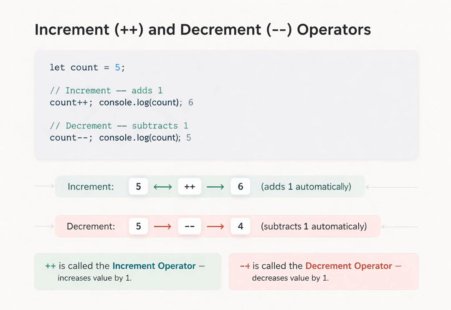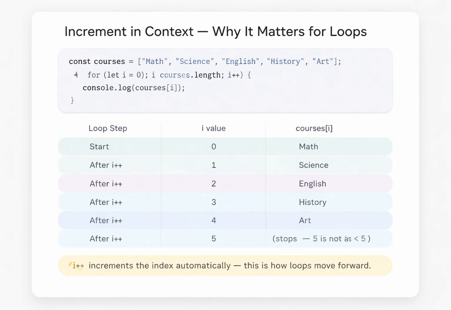These might seem simple, but they're used constantly in programming, especially in loops. Every time a loop needs to move to the next index or count how many times something has happened, the increment operator is doing that work behind the scenes. Here's exactly why increment matters so much. When you use a traditional for loop to go through an array, you start with a counter variable, usually called i, set to 0. Each time the loop runs, i++ adds 1 to i, moving you to the next index. So first you access index 0, then 1, then 2, and so on, until you've gone through every item.